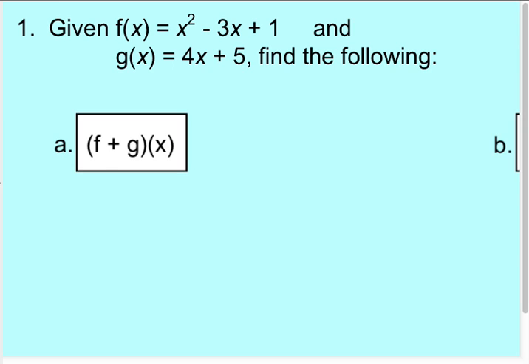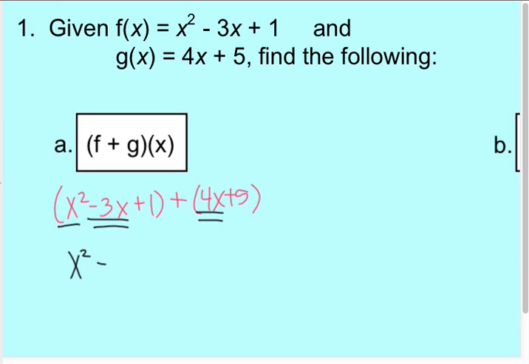Example 1. We're given f of x and g of x. We need to find the following. So A is showing us that we want to go ahead and do addition. Okay. So f of x is x squared minus 3x plus 1 plus my g of x, 4x plus 5. Combine your like terms. Well, there's only one x squared. Minus 3x plus 4x, so plus x. 1 and 5, so plus 6. So when I add them, I get x squared plus x plus 6.